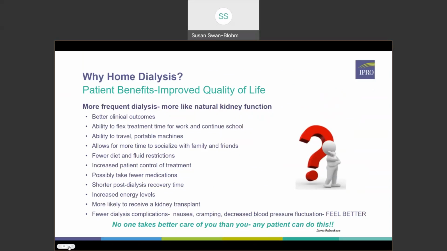With home dialysis, there is more flexibility in their treatment schedule, so there is more time for work, school, and socializing with family and friends. The equipment is portable and allows for travel. With more frequent dialysis, patients may see a reduction in the medications they take, may have a more liberal diet, and see fewer dialysis complications such as nausea, cramping, and blood pressure fluctuation. Patients see little or no post-recovery symptoms, have increased energy levels, and just feel better.